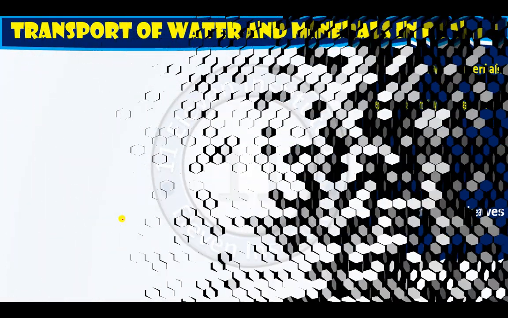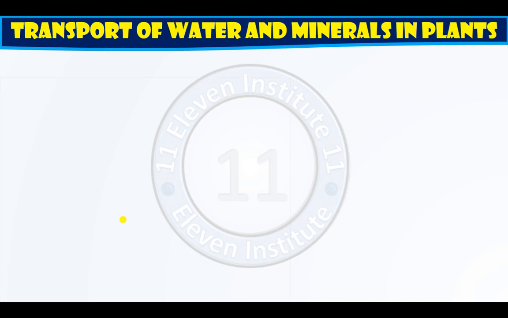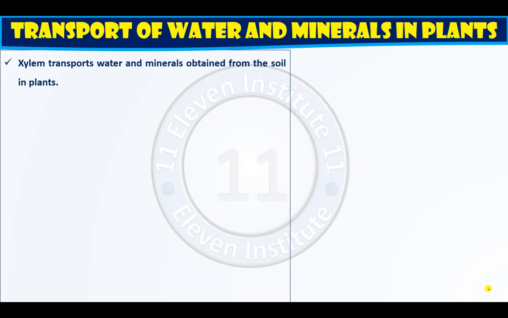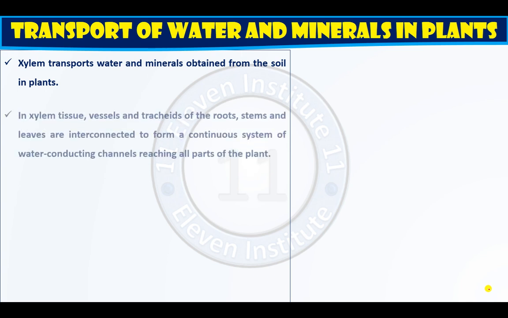So let us study about transport of water and minerals in plants first. As discussed, we know that the transport of water and minerals in plants will be done by the xylem. Now what different approaches are taken up by the xylem for transport of water and minerals? Let us discuss them. Xylem transports water and minerals obtained from the soil in the plants. So first thing, be very clear that the xylem will transport the water and minerals from lower part of the plant to higher or upper parts of the plant. So direction of movement of water and minerals is generally upwards.